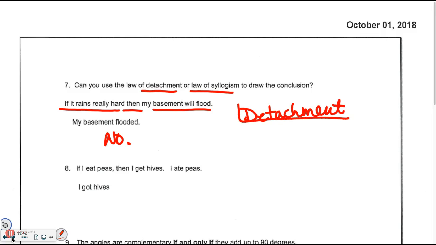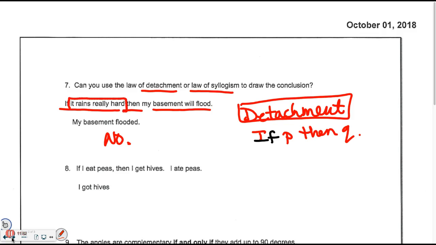For the law of detachment, it says, if P, then Q. In this case, P is it rains really hard, Q is my basement flooded. Okay? If P, then Q. They have to say P happens for you to conclude Q happens. It has to be the if part, not the then.